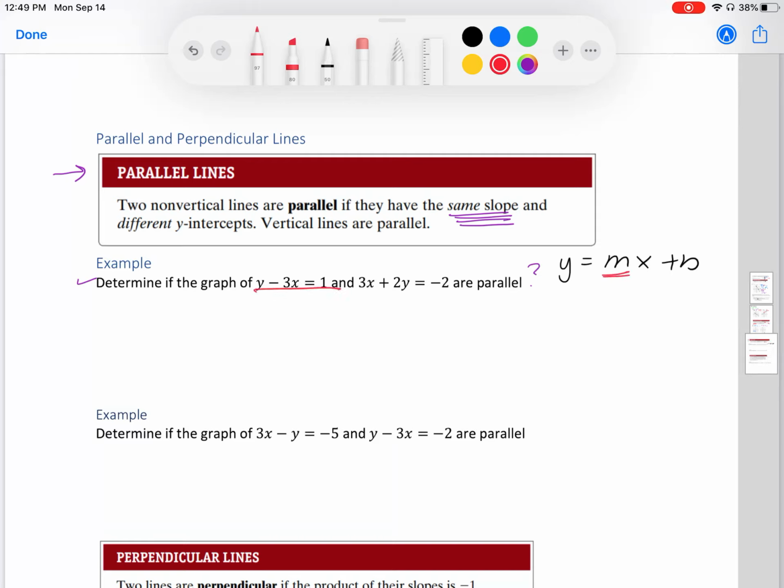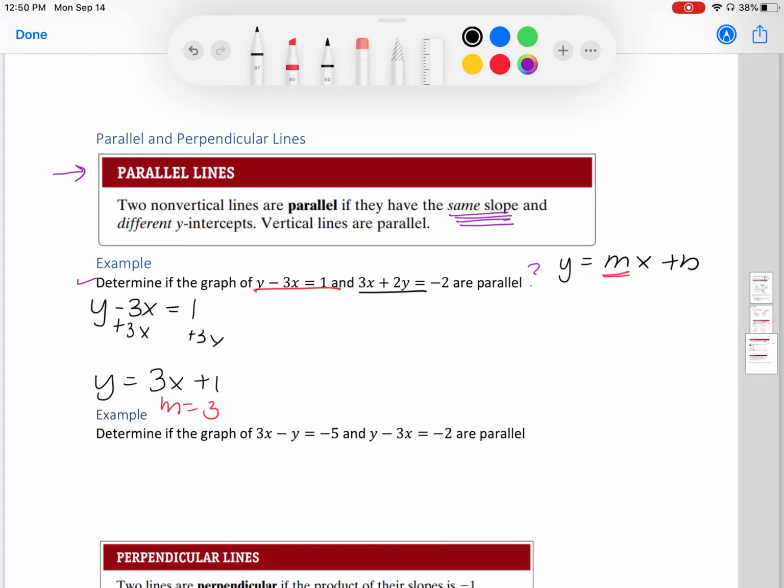So let's take a look at that first equation. I have y minus 3x equals 1. Okay, well, to get y by itself, I just need to move the 3x. Plus 3x, plus 3x. We're left with y is equal to 3x plus 1. Okay, so I can say my slope of that one is 3. Let's see if the slope of my other function is also 3.